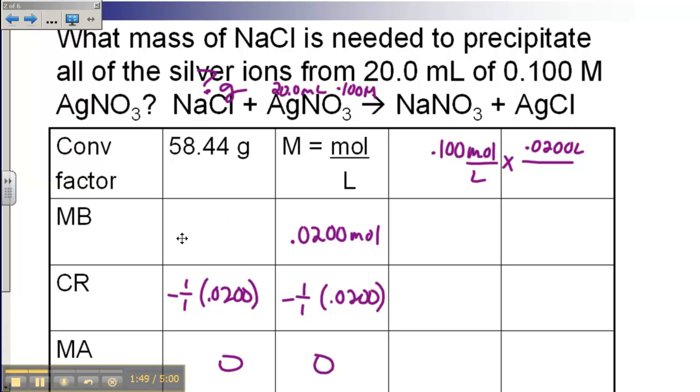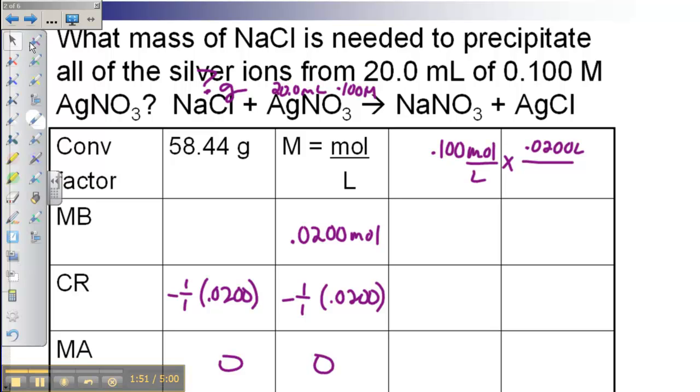And that means that we started with 0.0200 moles of sodium chloride. So then we calculate this by using our molar mass. So we multiply 0.0200 moles times the molar mass, and our answer then is 0.117 grams of NaCl.